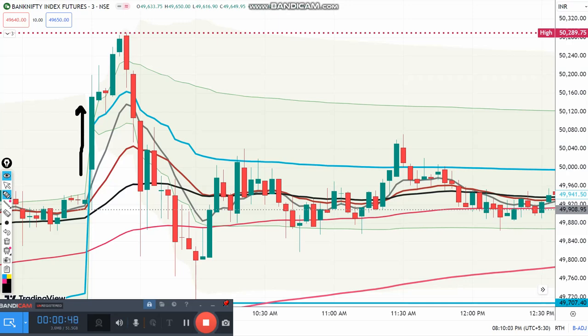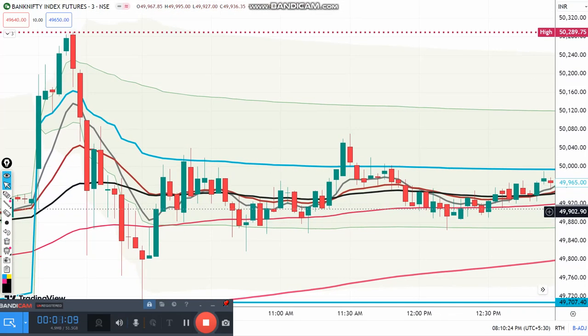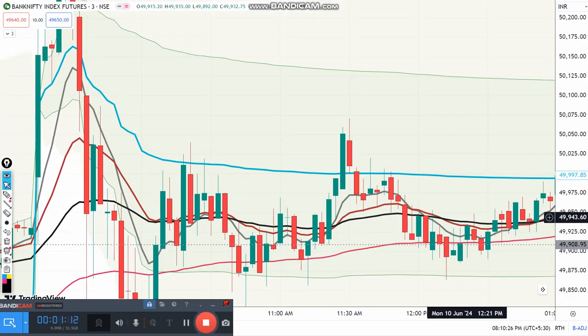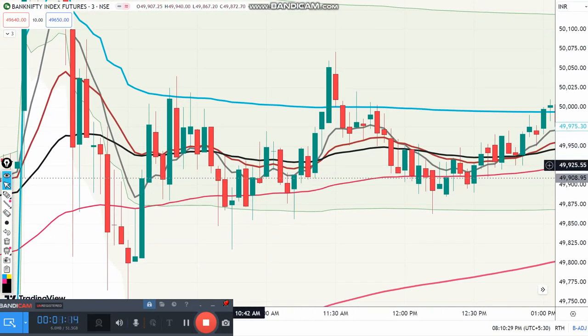And from VWAP it went above the VWAP band until this point, and there was a rejection from VWAP and it came back down to 50 MA and 100 MA. So after this, this was a little tricky today.